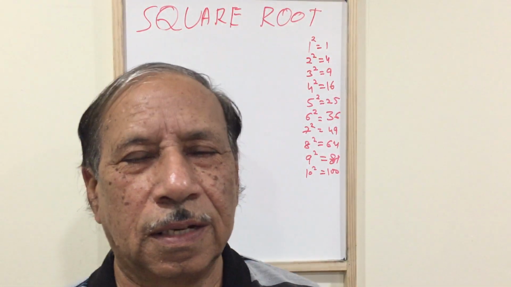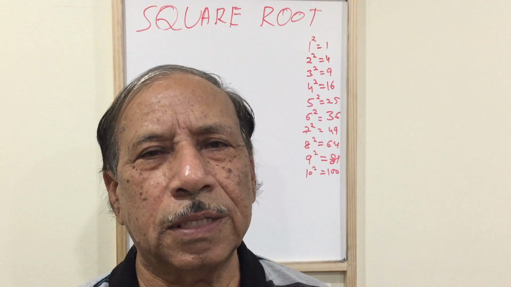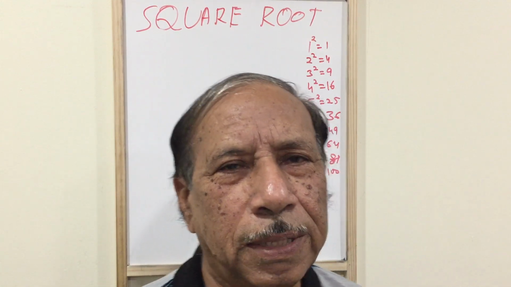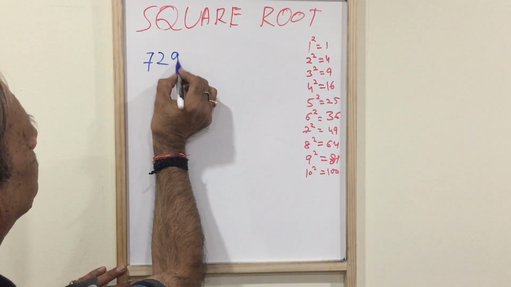Hello guys, today we'll find out the square root of a number by the traditional method and the fast trick method both. So I'll start with the first example: 729.